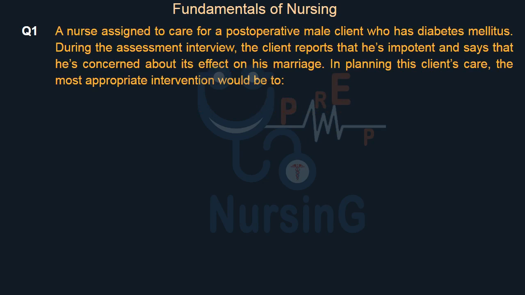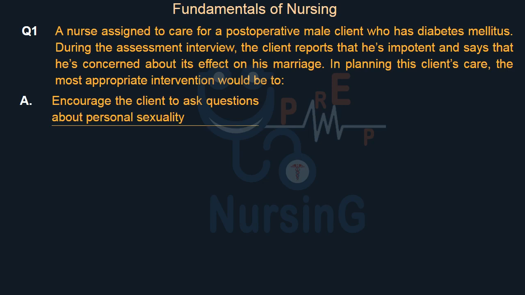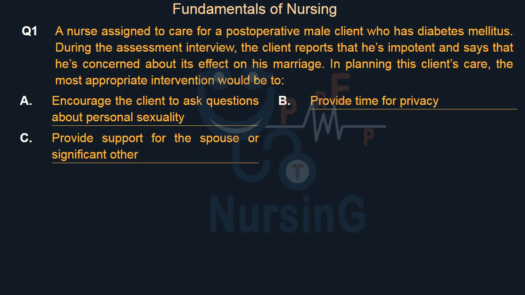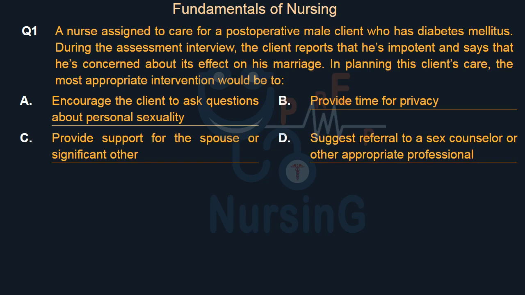Fundamentals of nursing. A nurse is assigned to care for a postoperative male client who has diabetes mellitus. During the assessment interview, the client reports that he is impotent and says that he is concerned about its effect on his marriage. In planning this client's care, the most appropriate intervention would be to: Option A. Encourage the client to ask questions about personal sexuality. Option B. Provide time for privacy. Option C. Provide support for the spouse or significant other. Option D. Suggest referral to a sex counselor or other appropriate professional.